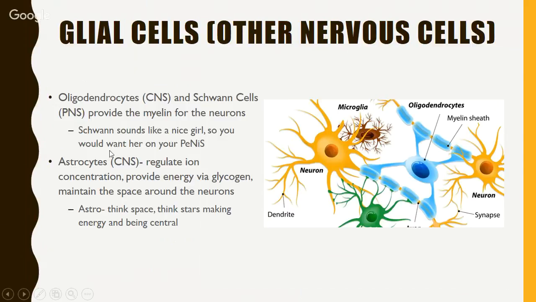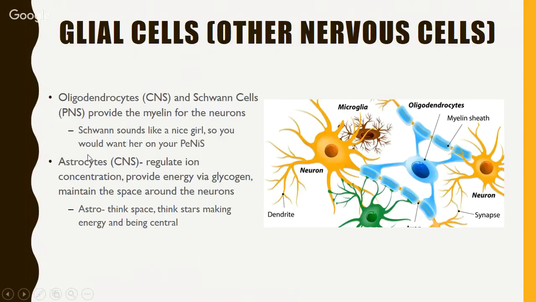Astrocytes, these are found only in the central nervous system. I'll give you a second. Fantastic. So astrocytes are found only in the central nervous system, and they do a lot of things. Don't necessarily learn what they do, but they regulate the ion concentration, they provide energy, they maintain the space. They're just very, very supportive cells.